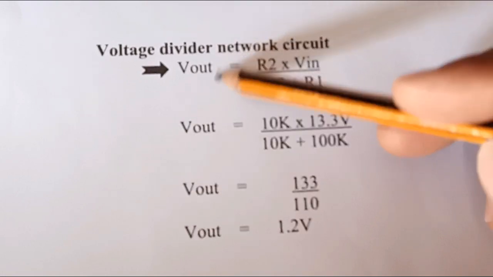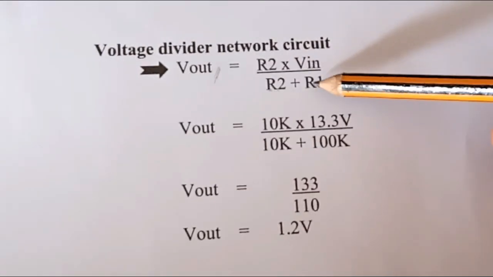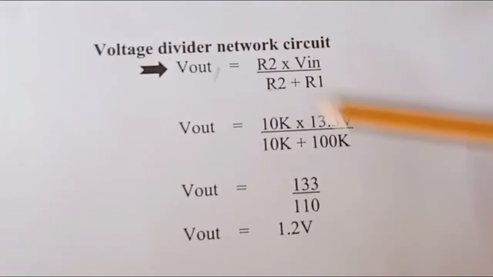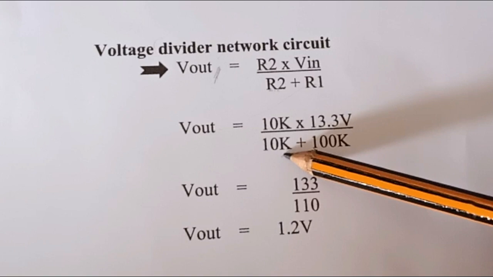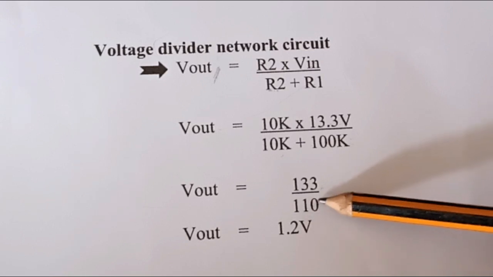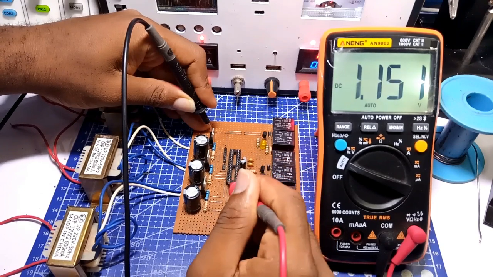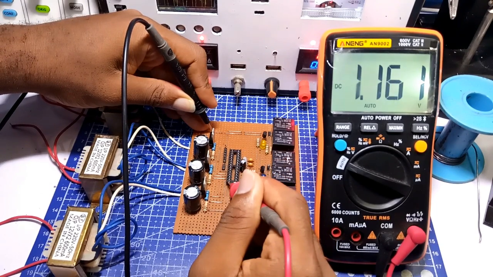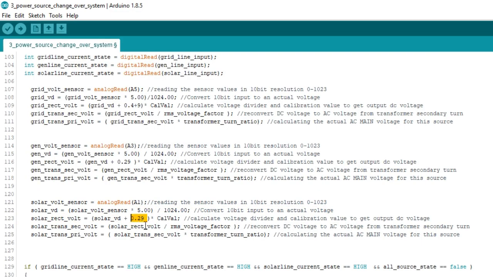Voltage output equals R2 times Vin all over R2 plus R1. Solving, I now have voltage output equals 10 times 13.3 divided by 10 plus 100, and this will give me 133 divided by 110, and finally I now have 1.2 volts. Measuring this value on the microcontroller analog pin, I got 1.16 volts, and this is equivalent to 1.2. So to cater for this tiny voltage loss due to the resistor material type, I added 0.29 onto my code.